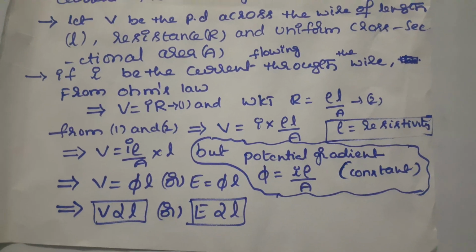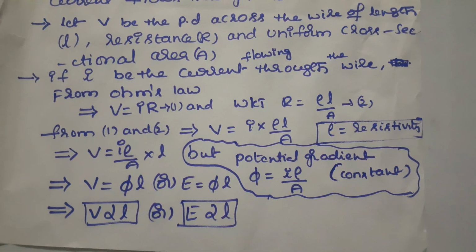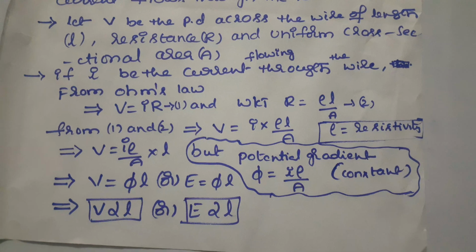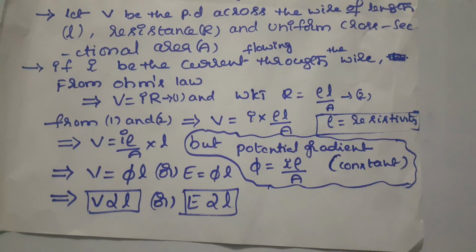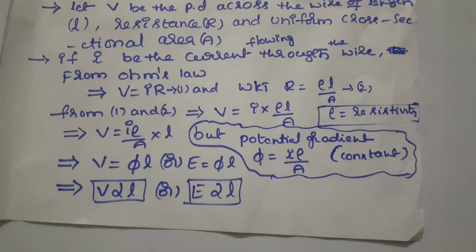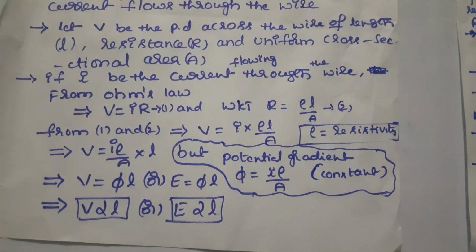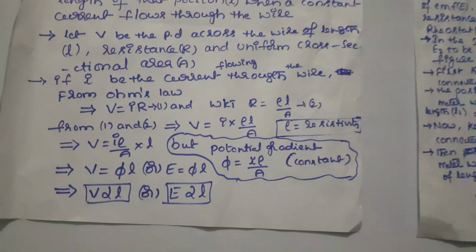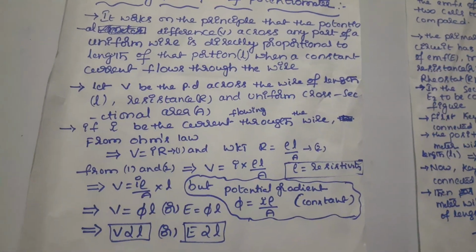So from this, V = Iρ/A × L. But Iρ/A is taken as π, students, that is why V = πL or E = πL. So π is a constant, then we can write V directly proportional to L or E directly proportional to L. So V or E, both are representing potential difference here. So this is the principle of potentiometer, students.